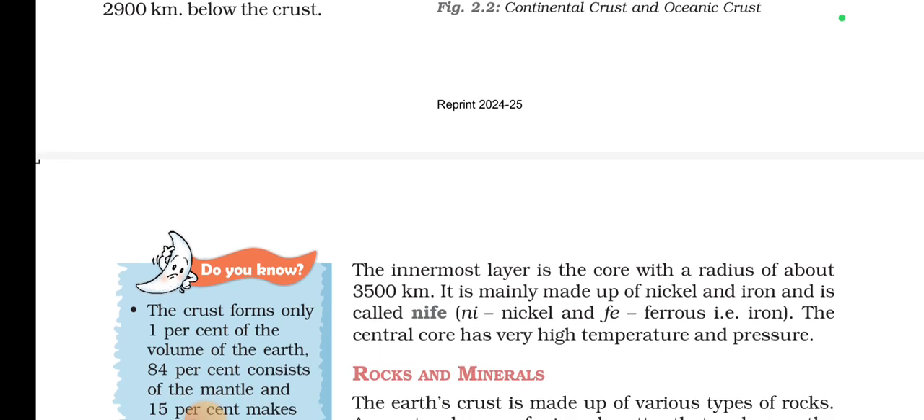Now, moving ahead, the innermost layer is the core with a radius of about 3500 kilometers, and it is mainly made up of nickel and iron, and is known as Nife. Ni stands for nickel, and Fe, ferrous, is a constituent of iron. The central core has very high temperature and pressure. This is because of the overlying pressure, the overlying load.